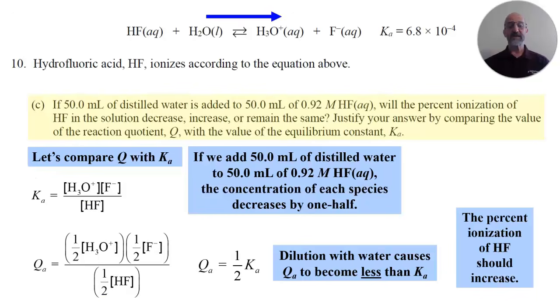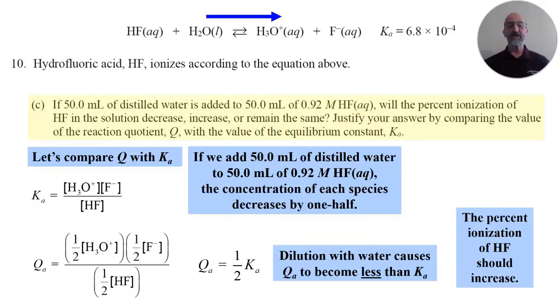So the answer to part C is the following. If we do the dilution with water, that will cause the Q to become less than the K for this weak acid. That will cause a shift from left to right, or a net conversion from reactants to products, and the percent ionization of HF should increase. All right, well, those are all of the answers to parts A, B, and C of question 10. Hopefully all that made sense to you.